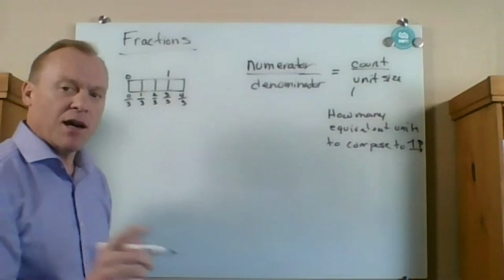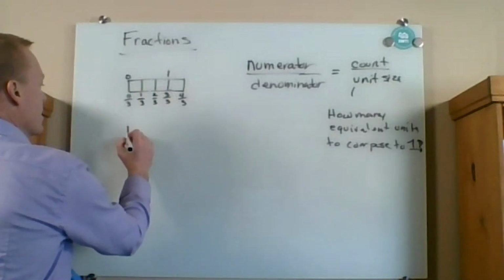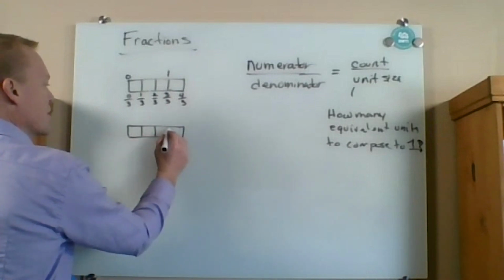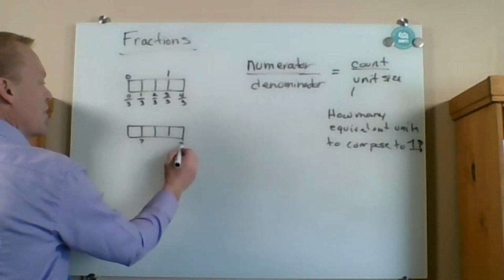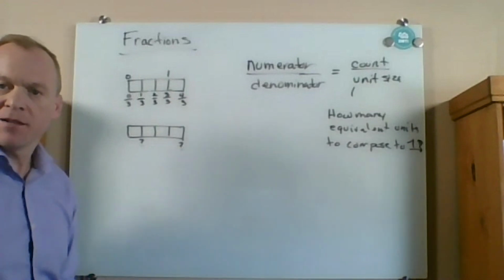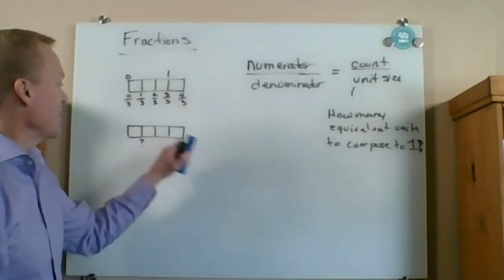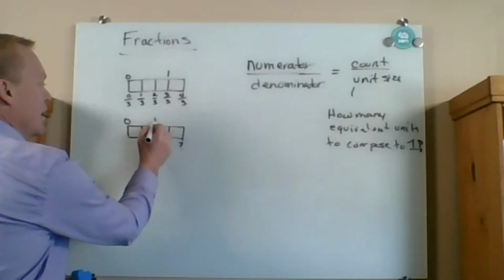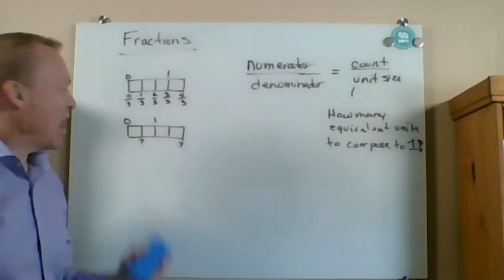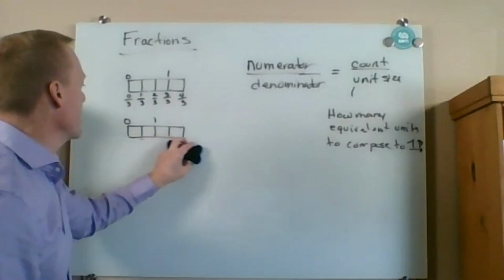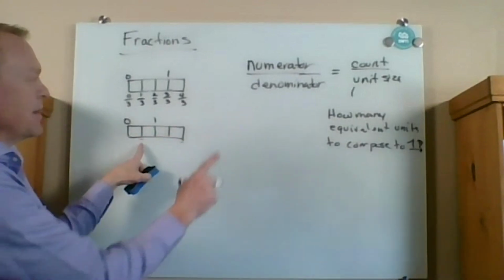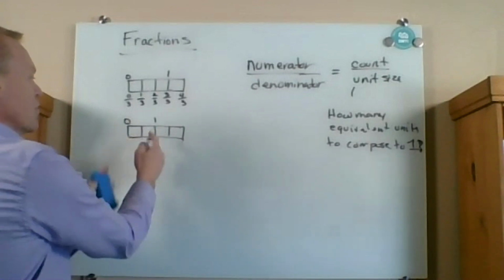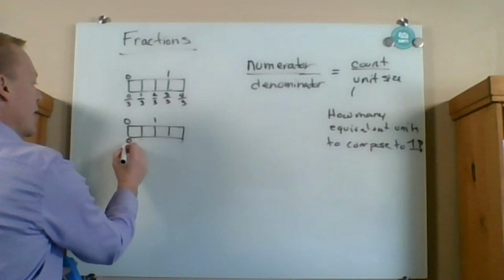Okay, so let's try another task here. So draw another rectangle, partition into 4 equal sections. And again, I'm going to ask you, what do you think are the fraction amounts there? They're not 1/4, unless I put 0 here and 1 at the end. I am not. What if I put 1 here? Now, how do we name these units? We go back to the denominator as the unit size. How many equivalent units to get to 1? There are 2 of them, so these are called halves.